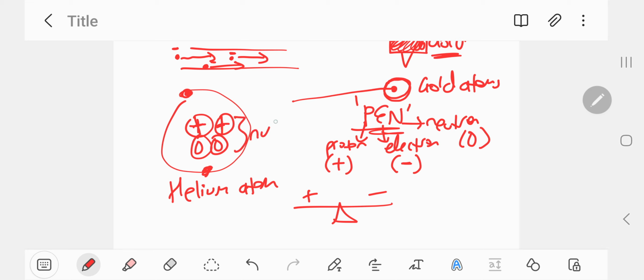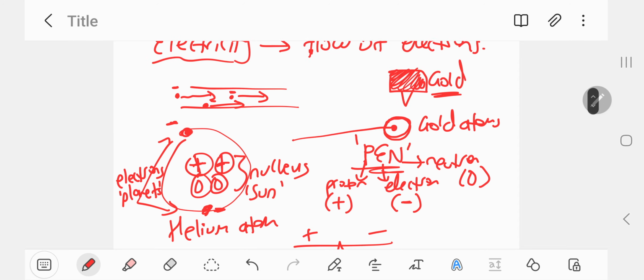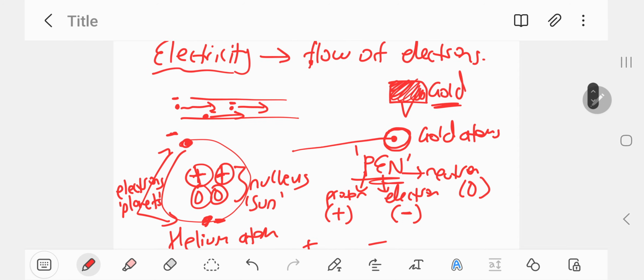So this is called the nucleus. It's like the center, like the sun, if you wish, of the atom. And these two electrons here, you can think of them as planets. Electrons are like planets orbiting the nucleus. Okay, so electrons flowing through a wire.